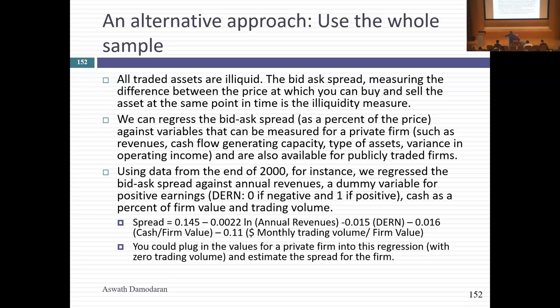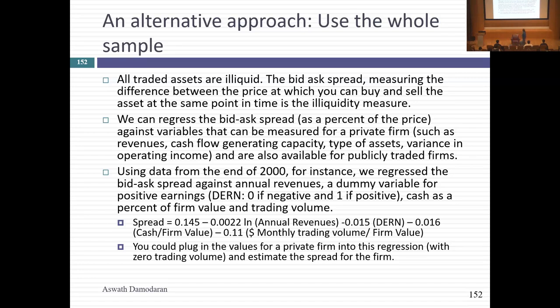Assume a company is 90% cash. Why would you ever discount that company by 20 or 30%? Companies with a lot of cash have much smaller spreads than companies with very little cash. And I did throw in a trading variable. And not surprisingly, companies which have high trading volume have much smaller bid-ask spreads than companies that don't trade as much. You see, what's this got to do with private companies? These are public companies, and I'm explaining differences in bid-ask spreads across public companies.